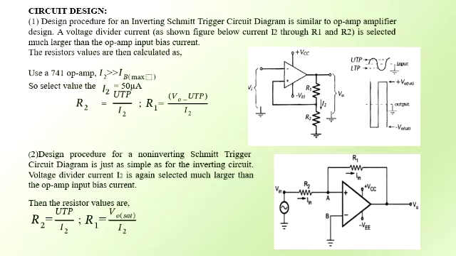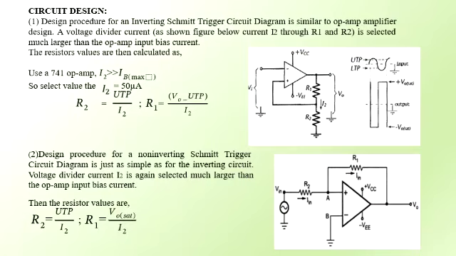The output voltage depends on the supply voltage, specifically on the saturation voltage, which is always less than the supply voltage. So R1 equals the saturation voltage minus the upper threshold point, divided by I2. These two equations give the resistances. After this calculation and diagram, I will discuss this problem in the next video class also.